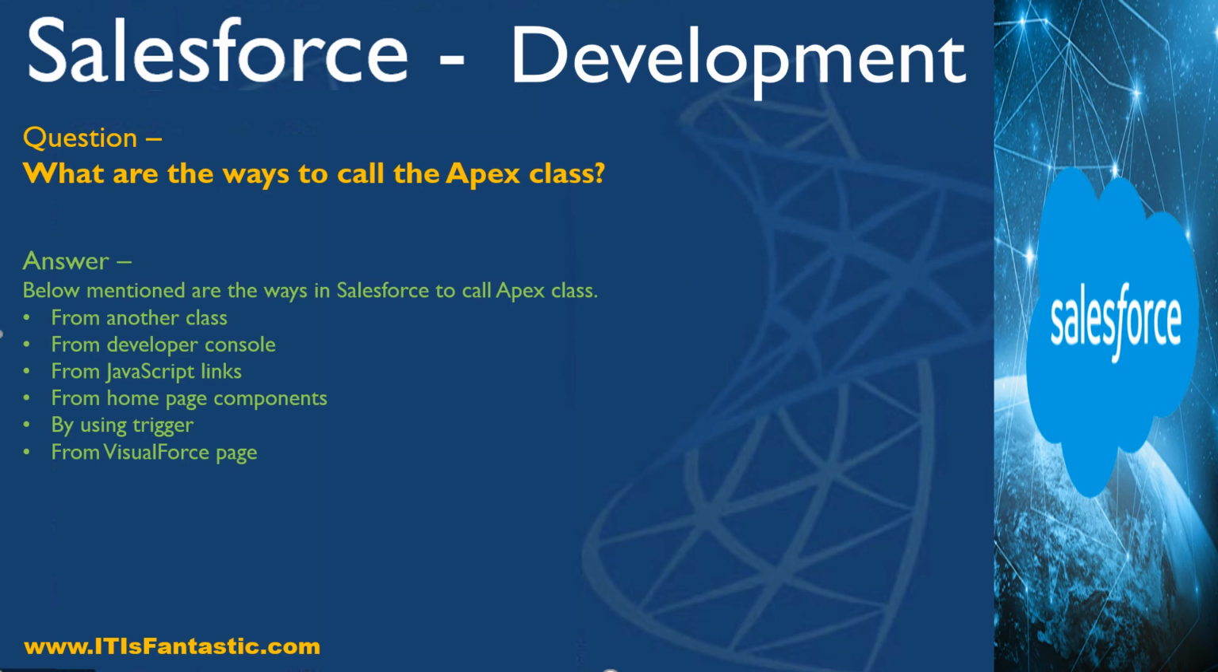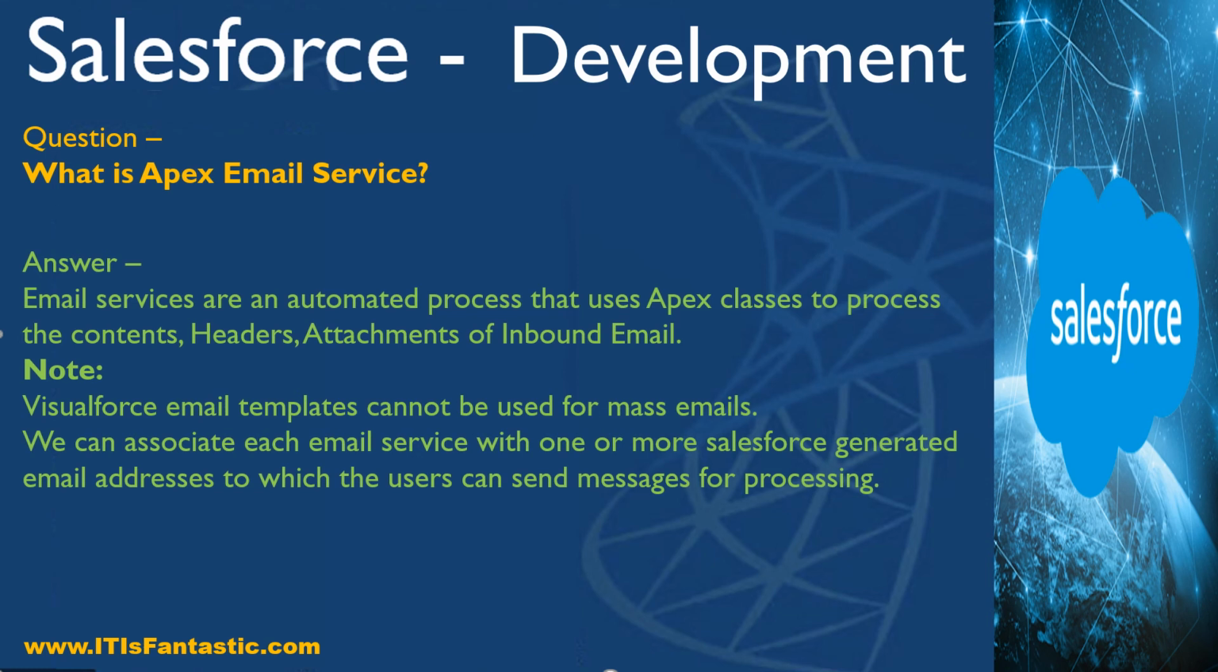What are the ways to call the Apex class? Below mentioned are the ways in Salesforce to call an Apex class: from another class, from the developer console, from JavaScript links, from homepage components, by using triggers, from a Visualforce page. What is Apex email service? Email services are an automated process that uses Apex classes to process the contents, headers, and attachments of inbound email.